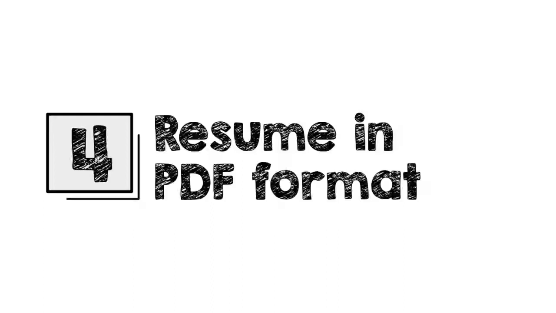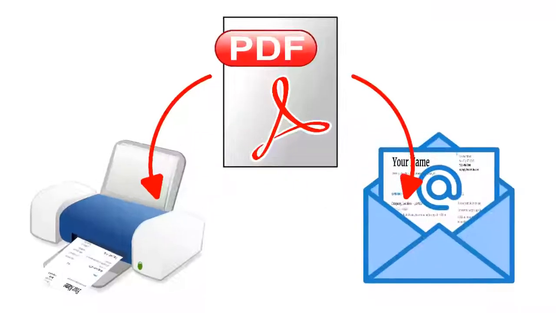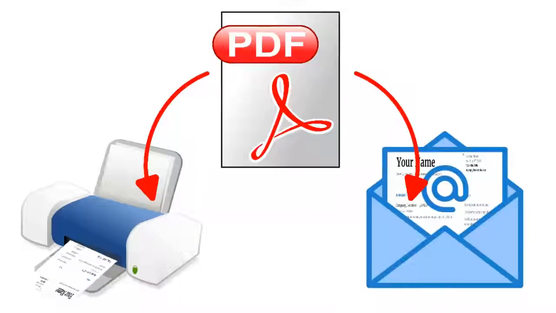The fourth step is to save the ready resume in a PDF format. PDF format is good to be sent via email as well as for taking printouts.